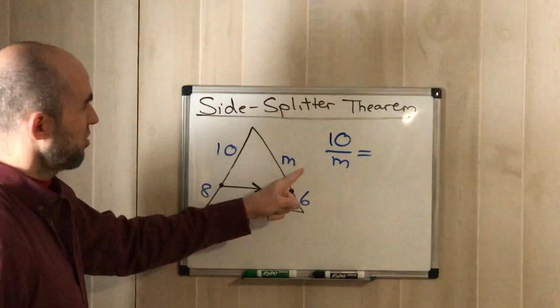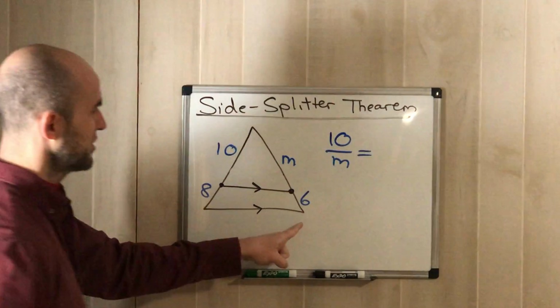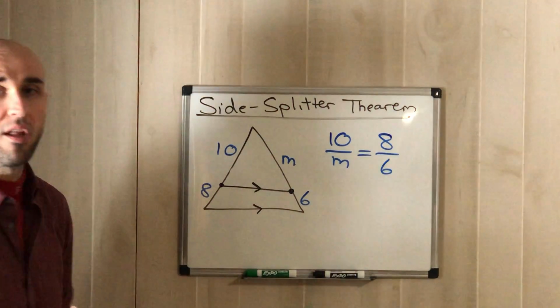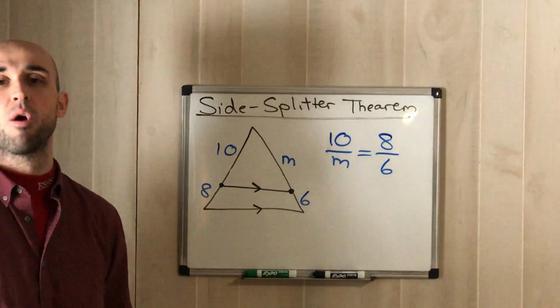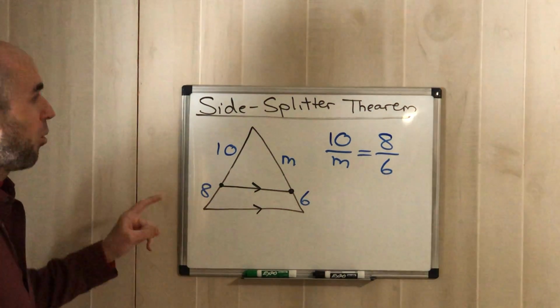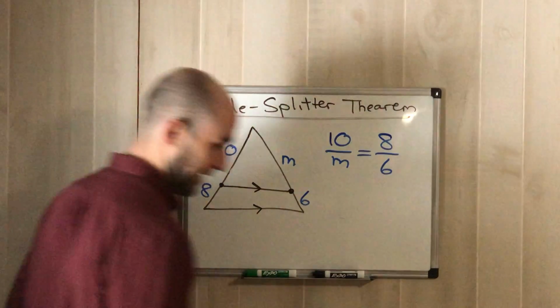So if I went left to right here, then I need to go left to right. 8 over 6. And again, in the end, it will all give you the same answer, because as long as you're setting up the proportions correctly, the answer will always be the same, right? What you can't do is ever mix up the information.